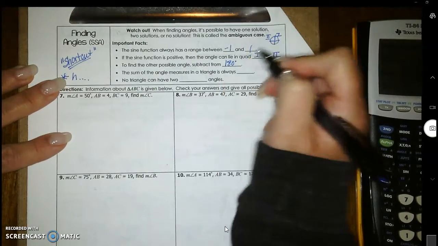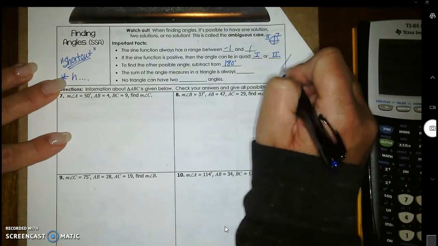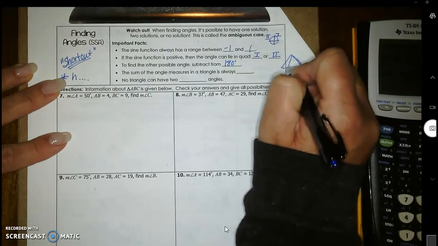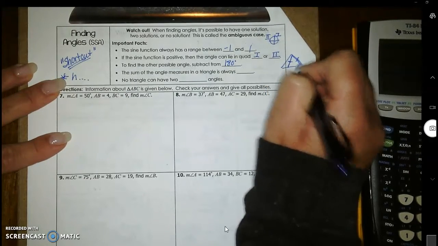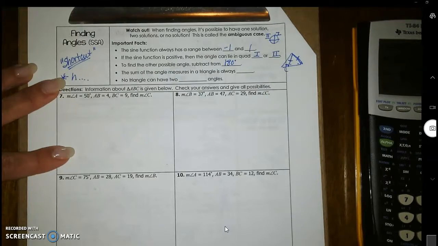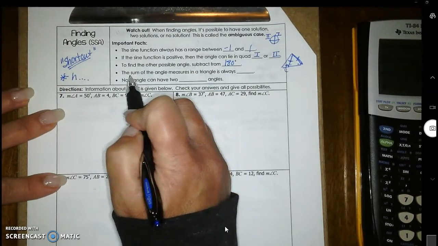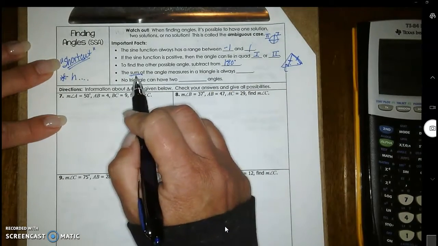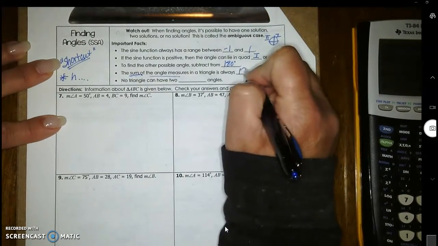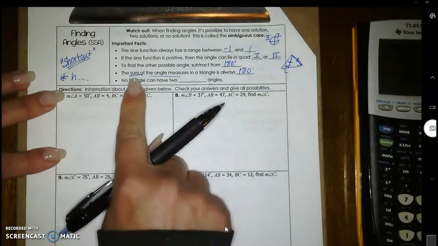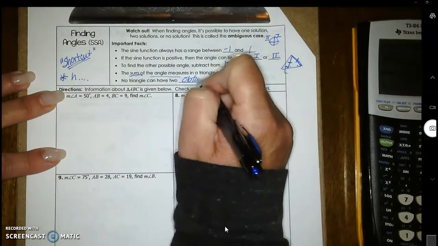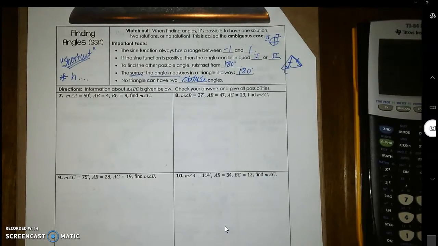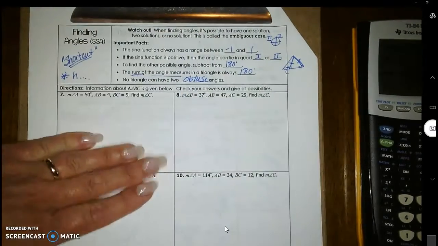When we go to find the other possible angle, we're going to subtract from 180. Remember, in the previous video, this side hinged over and became over here, and it was like that isosceles triangle, and we subtracted from 180 to get that, okay? The other thing I want you to remember and keep in mind as we do this, because this is how the shortcut's going to help us a little bit, is that the sum of all the angles should always be 180 degrees. And no triangle can have two obtuse angles. So if that ever happens, you know something went wrong as well. So I'm going to show you how all of this fits.